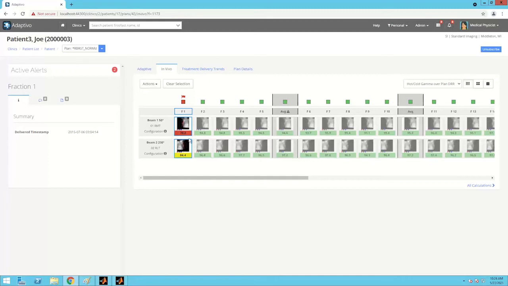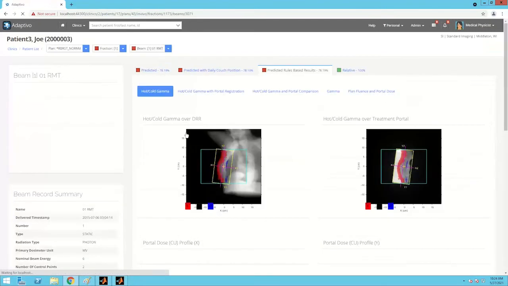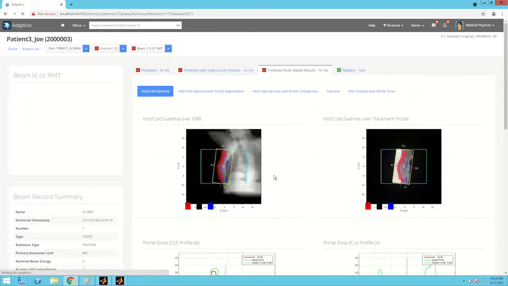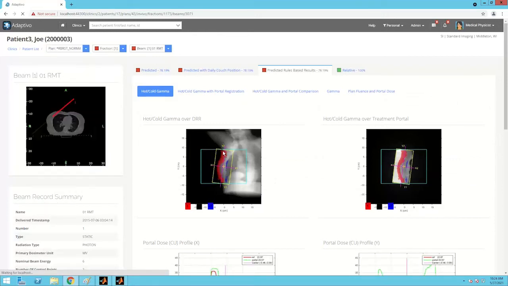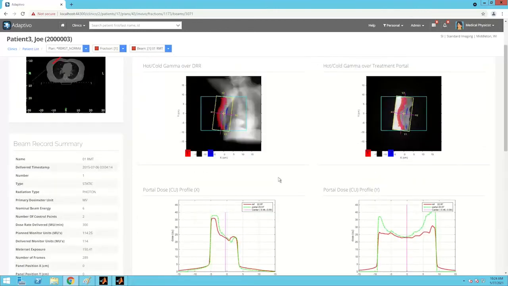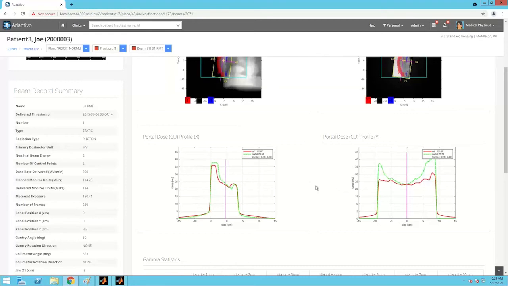This is the failure. Here you can see with beam 1, we appear to have an alignment issue. And so I can go ahead and open up and review. This is the hot, cold gamma I was referring to, the hot region in red, the cold region, of course, in blue, and you can clearly see the misalignment for fraction 1, beam 1. And then we can scroll on down and see the profile comparisons between the profile X and Y.